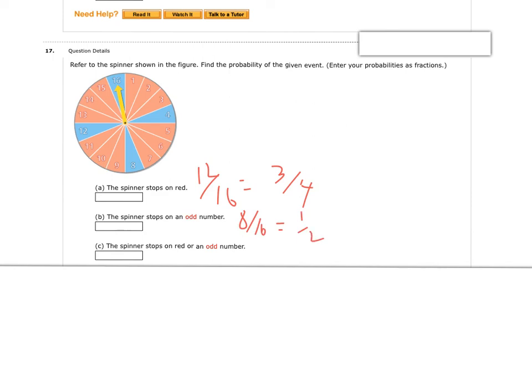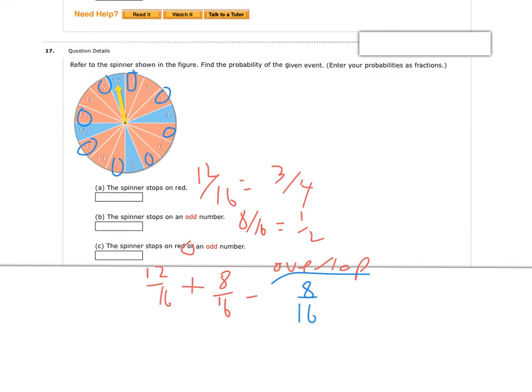And then a red or an odd number. Well, for red or odd number, a couple ways we can do this, but we always learn that or means addition. So I can actually add here my 12/16 plus my 8/16. However, I need to subtract out any overlap here. So those are the ones that are red and odd. So let me count those up for my overlap here. So that's a red odd one, red odd, red odd, red odd, red odd, red odd, red odd, red odd. So how many do I have there? So I have 8/16. So that's actually just going to end up at 12/16, which is 3/4.